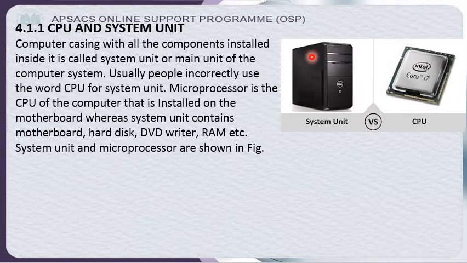What is a CPU? Basically, a CPU is a microprocessor that is installed or attached to the motherboard, whereas the system unit contains hard drive, motherboard, hard disk, DVD-ROM, RAM. These components are inside the system unit. The microprocessor or CPU is also inside the system unit.